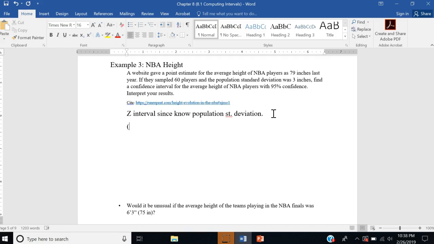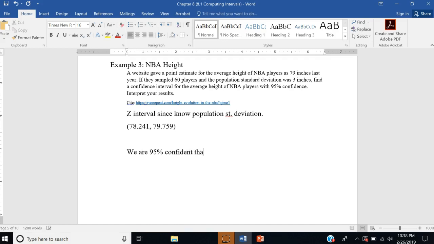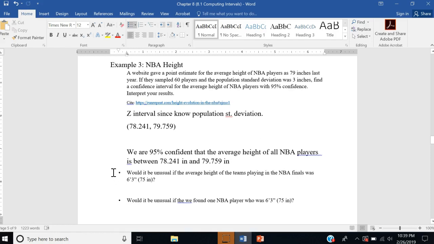Now, the interval that I got was 78.241 to 79.759. And what that means, or how we would interpret that, we would say we are 95% confident that the average height of all NBA players is between 78.241 inches and 79.759 inches. So that's our interpretation there.